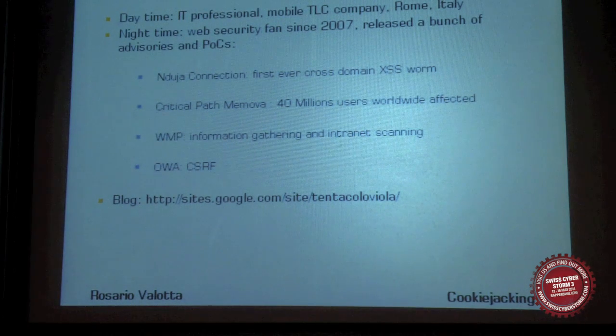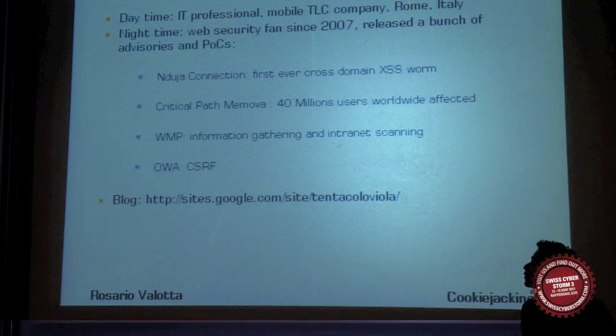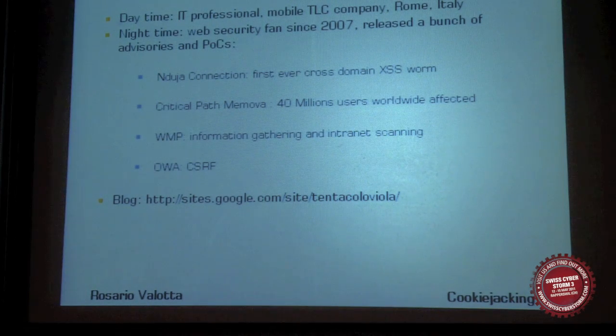And since then, I read a bunch of advisories and core concepts, among which I'd like to mention Via Connection, which was the first ever cross-domain XSS worm. It was able to spread amongst the four most popular webmail providers in Italy. An advisory about the Memo framework. The Memo framework is a webmail framework produced by a crypto company. It's quite widespread. The vulnerability was about the possibility for an attacker to send an email to the victim. The victim, by just opening the email, could modify the auto-forward settings so that any further email received by the victim were automatically forwarded to the attacker.